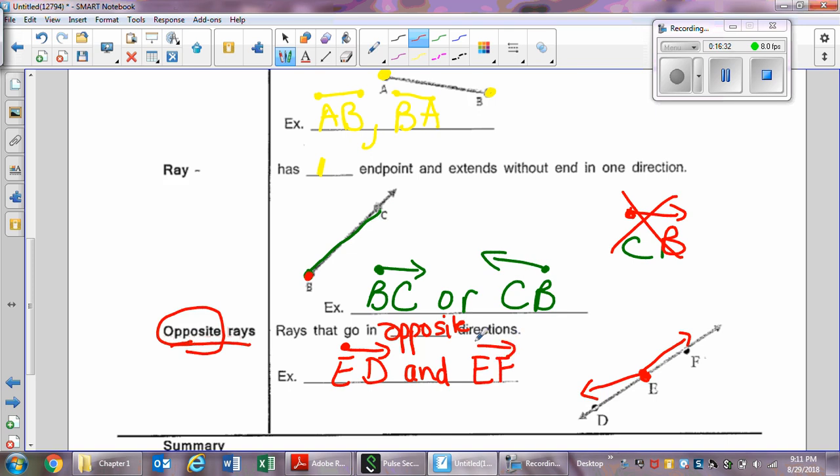Okay, it starts from E, and if you want to make it visual, you can do it this way. All right, ED goes in the D direction, and EF goes in this direction, if you want to do it, but both ways of naming it are going to be the same.